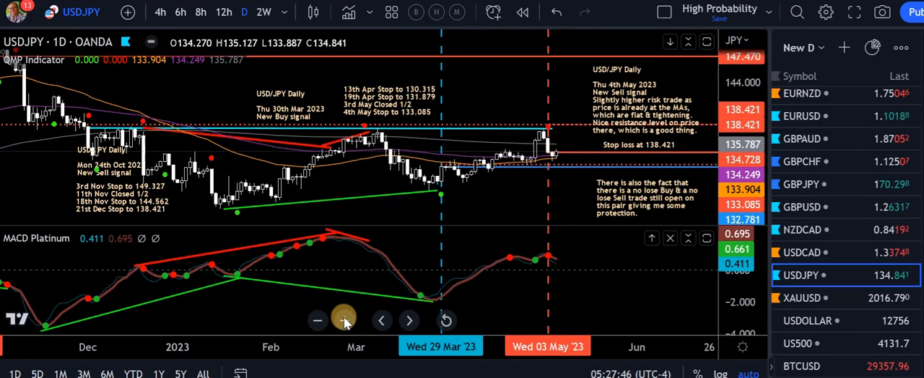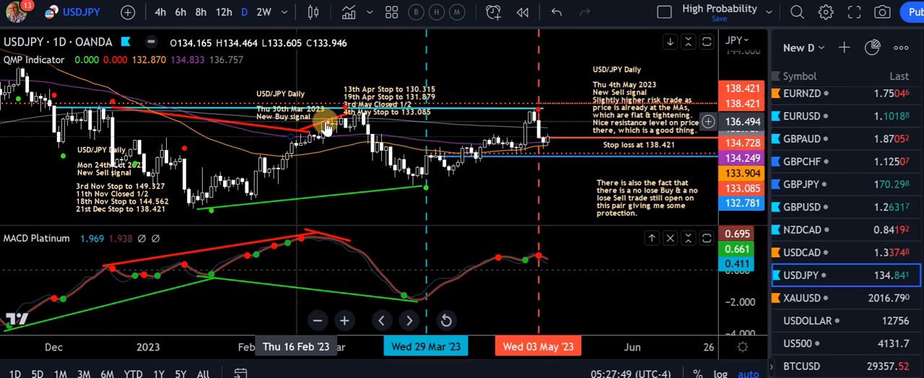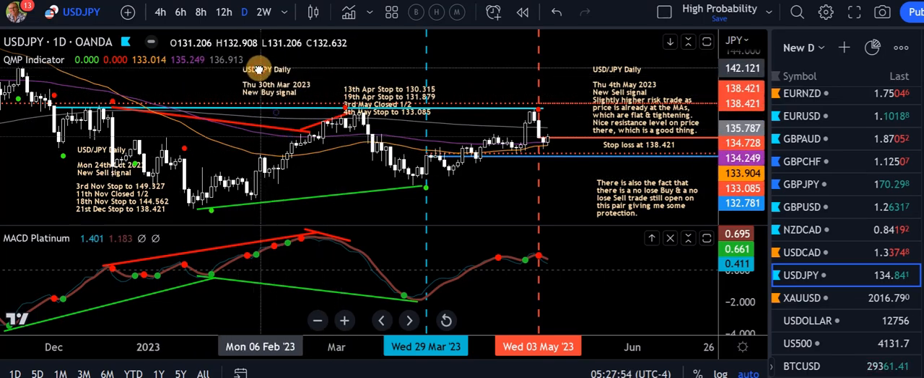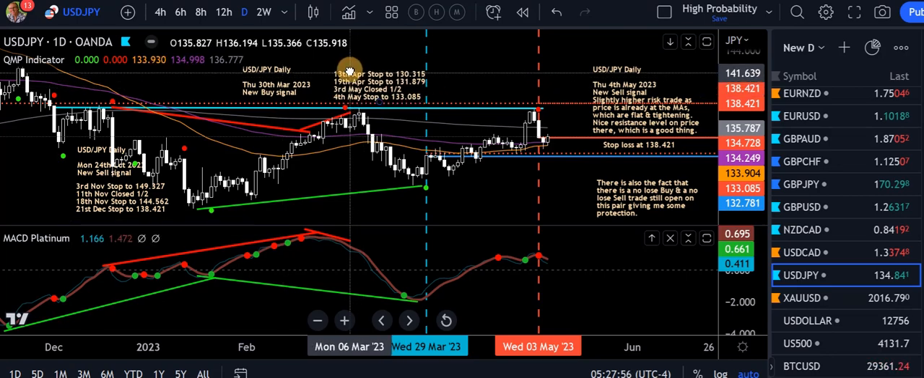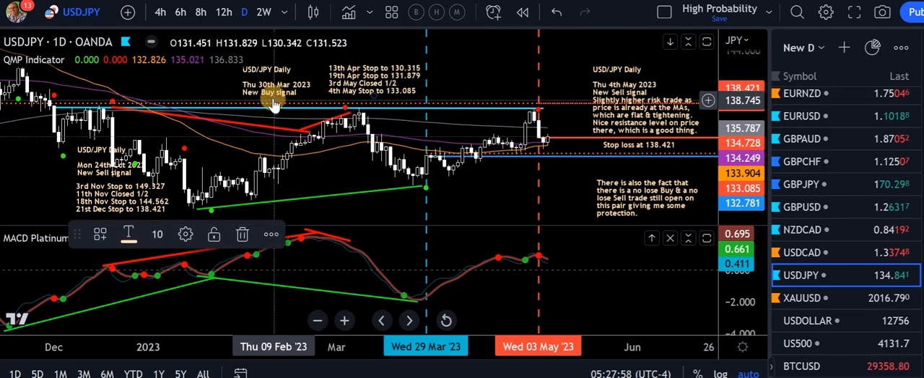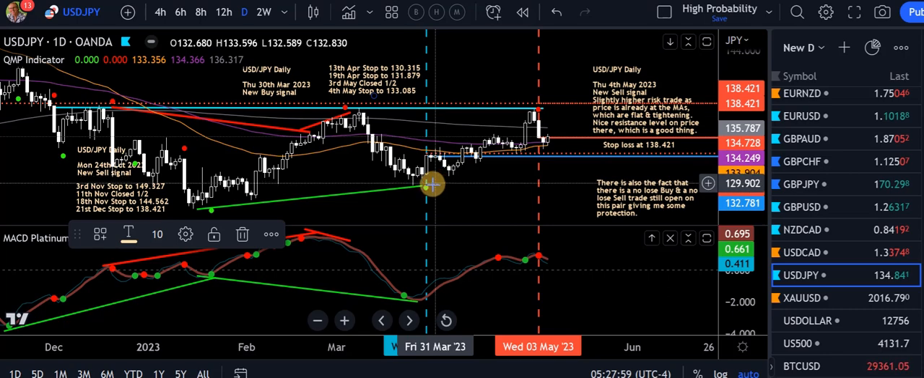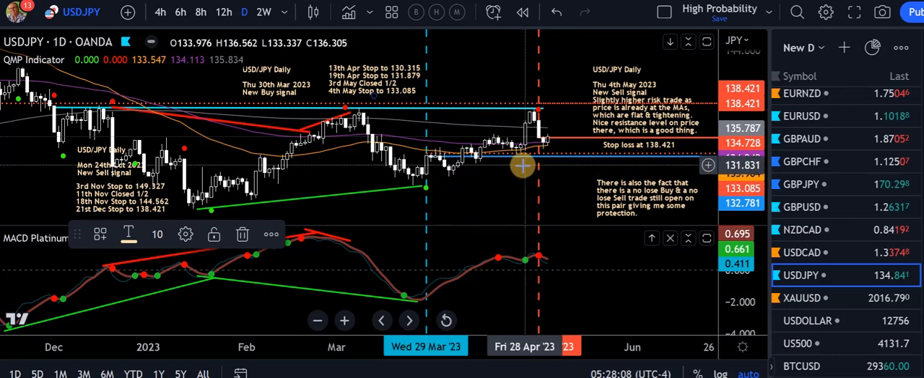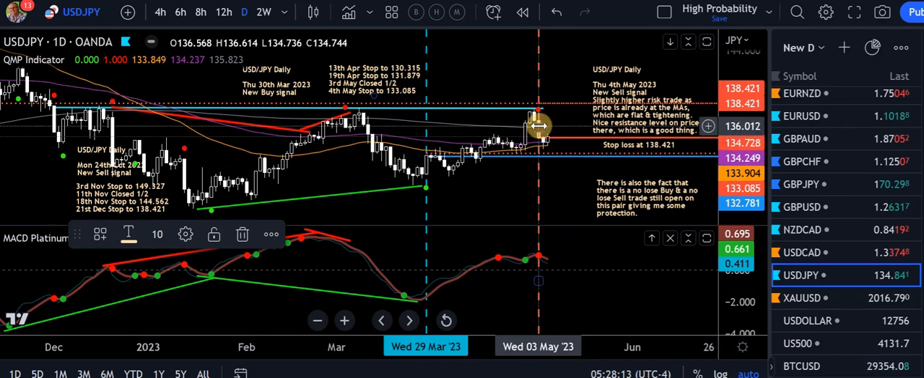Let's get more into the current time. I should have tidied this up before, shouldn't I? 30th of March, new buy signal. So this will be this one here. Yep. Moved the stop up a couple of times. 3rd of May closed half. So let's have a look where the 3rd of May is. Hopefully it's in here somewhere. Yeah, on there. 2nd, this candle. 3rd of May closed half.